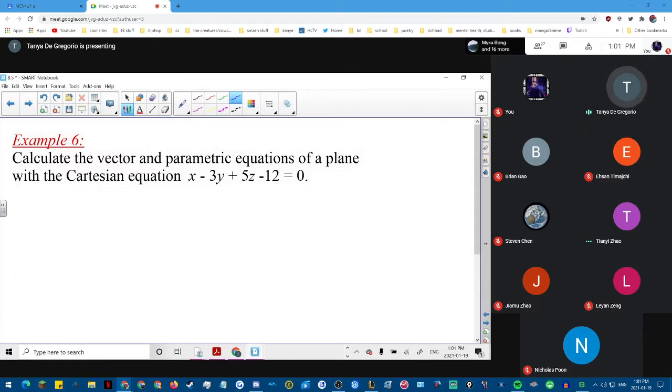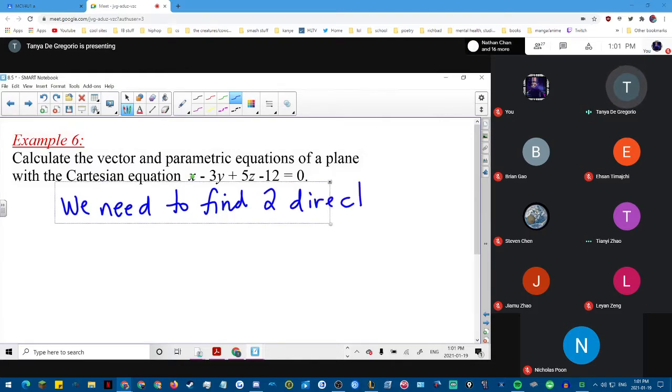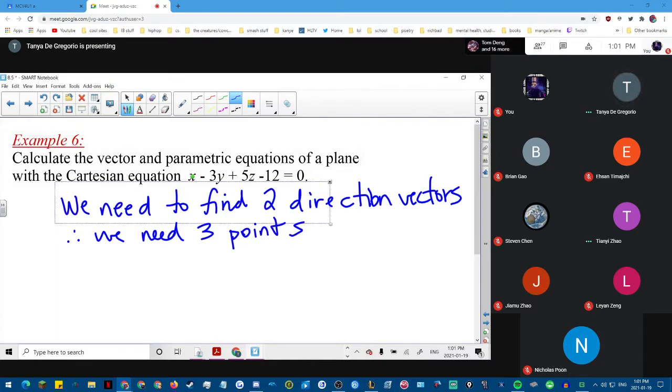So how do I find direction vectors? We need to find two direction vectors. In order for me to find two direction vectors, what do I need? A point. Yep. We need to find two direction vectors. Therefore, how many points? We need 3 points. Yeah. Okay. All right. So you can find whatever points you want.